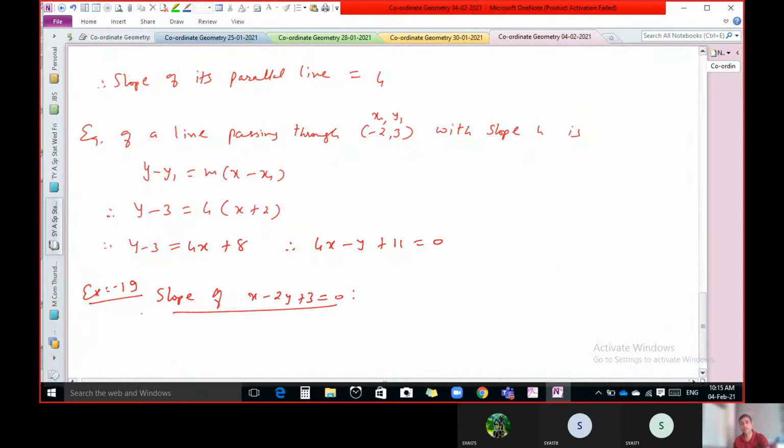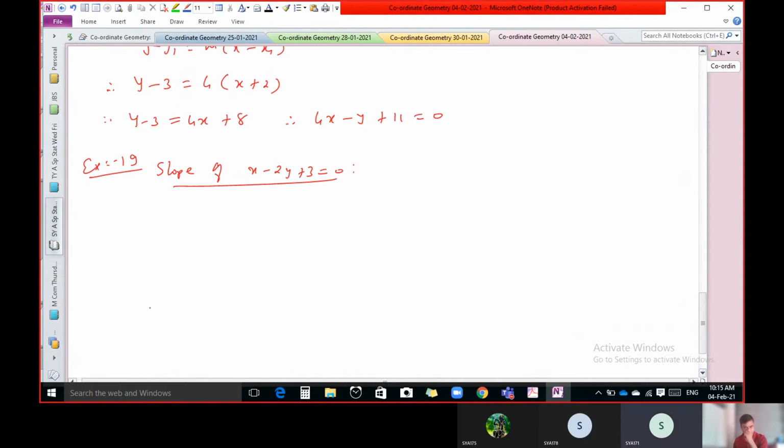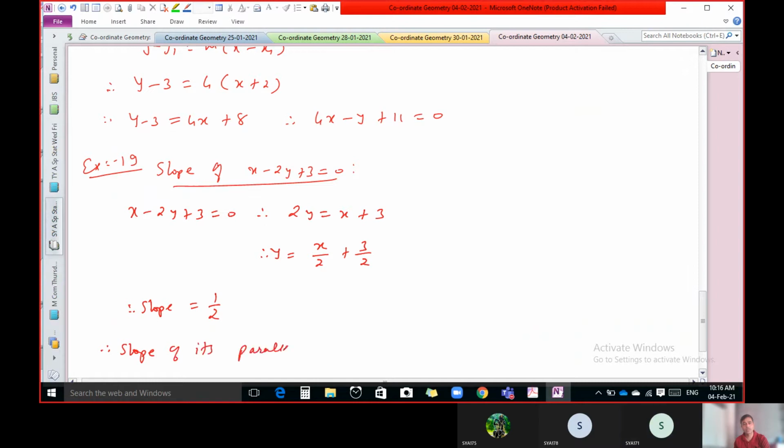Now how to find out the slope? Take y to the other side. So x minus 2y plus 3 equal to 0. So we can say that 2y equal to x plus 3, if we take 2y on the other side. And now divide it by 2. So what is the slope? 1 upon 2. Therefore, the slope of its parallel line is 1 upon 2. Correct.